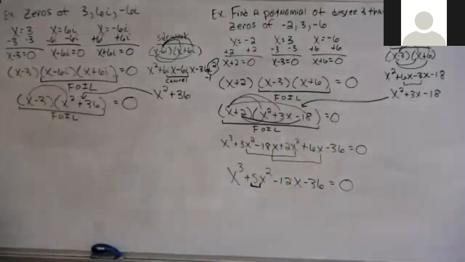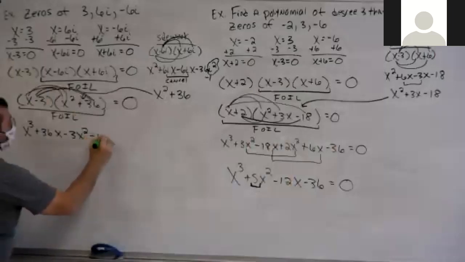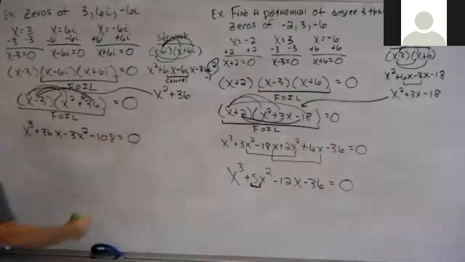x times x squared is x to the 3rd. So remember on my x's, I'm just adding those exponents up, right? x times 36 is a positive 36x. Then we start distributing that -3 through there. -3x squared. Okay, y'all figure this one out. -3 times 36. 108? And all that's equal to my 0.